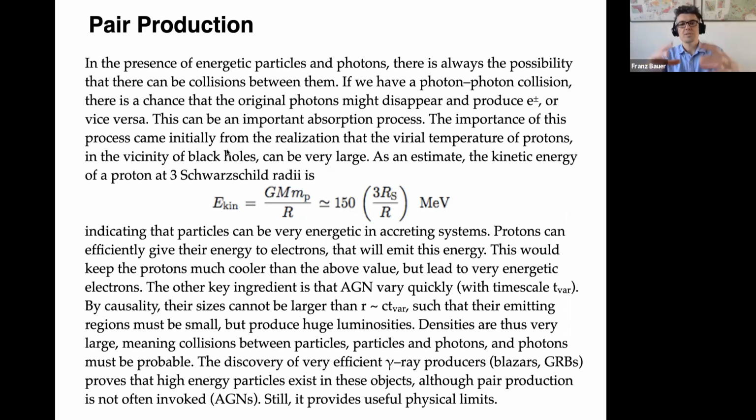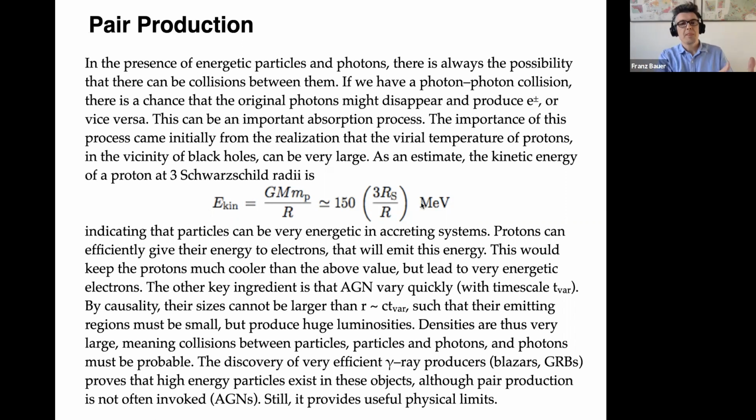And as you get towards a black hole, obviously if we can measure a temperature of the protons really close to the black hole, a few Schwarzschild radii away, the velocity or the virial temperature of those particles becomes very, very large. And so we can just estimate that. The kinetic energy of a proton that's orbiting at 3 Schwarzschild radii from a black hole will be of the order of this. And so this is a large number. Right? This is 150 MeV, a huge amount of energy compared to the energies we were just talking about.